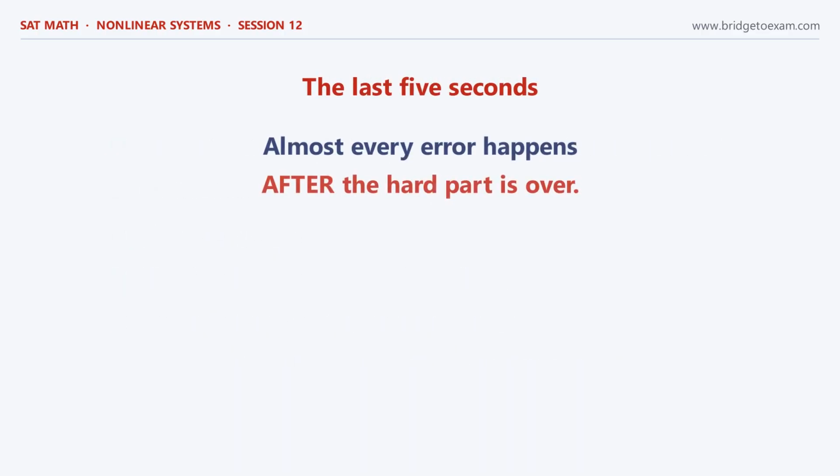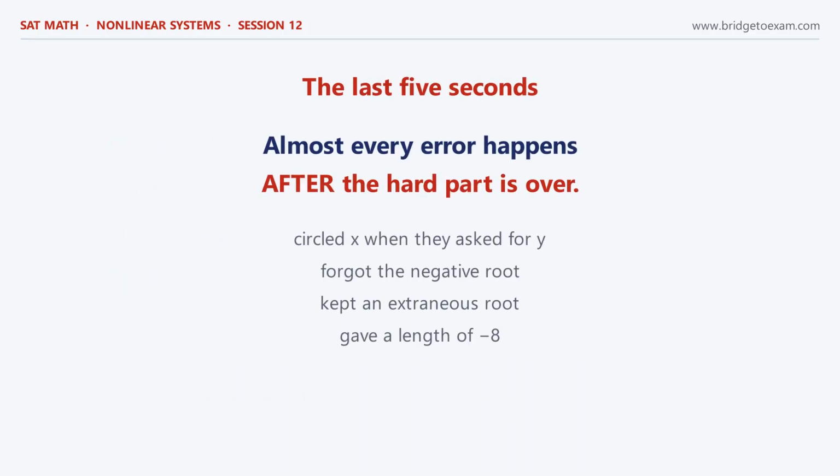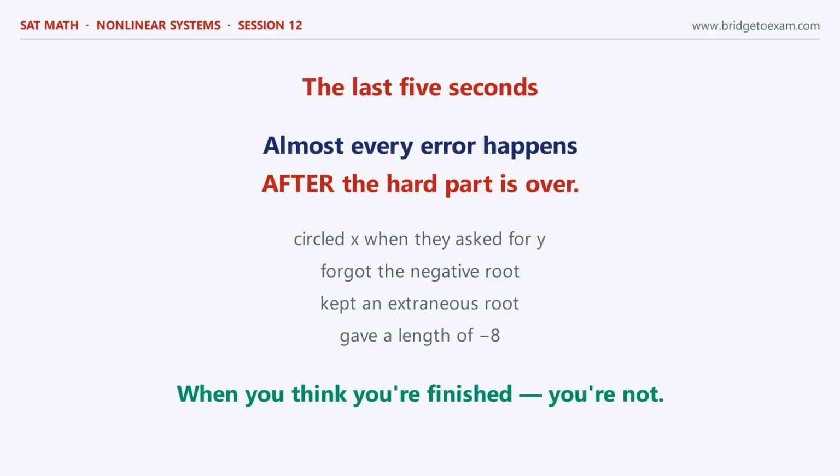One last thought, and it's the most important thing I'll say in this course. Almost every error on nonlinear systems happens after the hard part is over. Think about that. You do the clever substitution, you handle the algebra, you find the roots, and then you circle the x value when they asked for y. Or you forget the negative, or you keep an extraneous root, or you give a length of -8. The mathematics was already correct. The point was lost in the last 5 seconds.